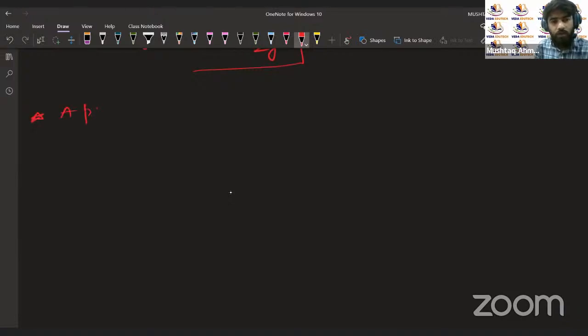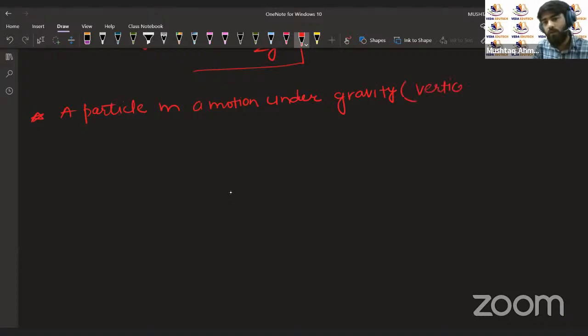A particle in a motion under gravity, particularly when the particle is projected vertically upwards, can be at the same position at different times, right?